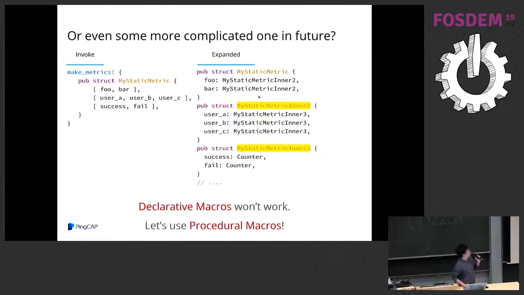And also, you may notice that the repeat logic is not the same for every label. For example, for the first label and for the second label, it will expand to a struct we create. But for the third label, or let's say the final label, it will expand the code to some counter. So declarative macros won't work. Then let's use procedural macros.